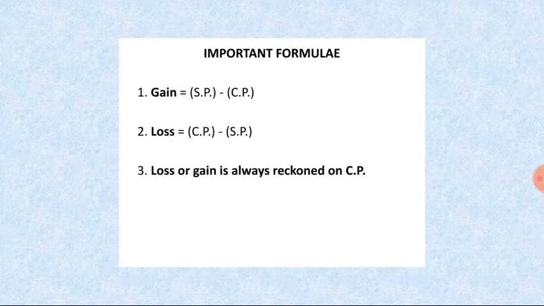Important formulas. What is gain? Gain means profit. Already you know that the profit is made when the selling price is more than the cost price, that is, SP is greater than CP. Loss means the selling price is less than the cost price, that is, SP is less than CP. Gain is SP minus CP. Loss is cost price minus selling price. Loss or gain is always reckoned on CP.